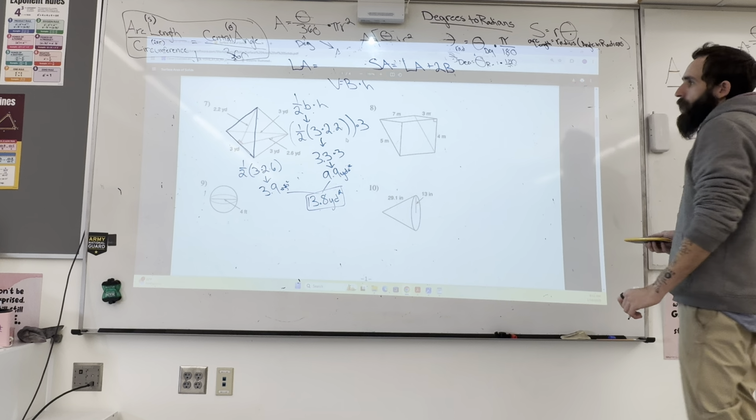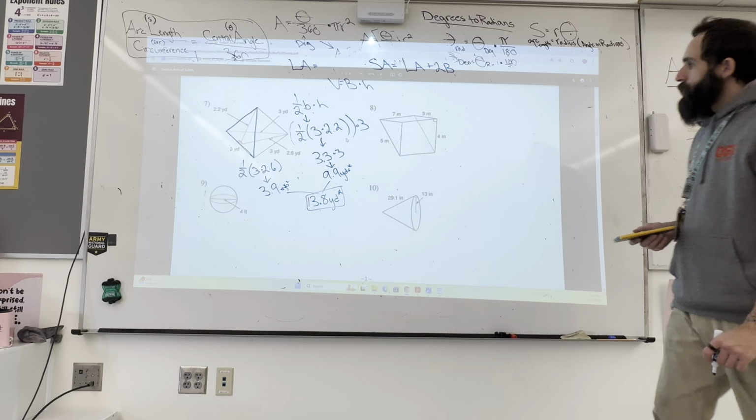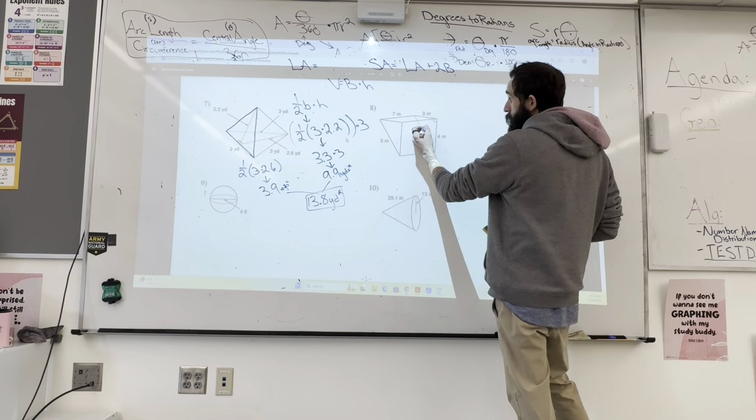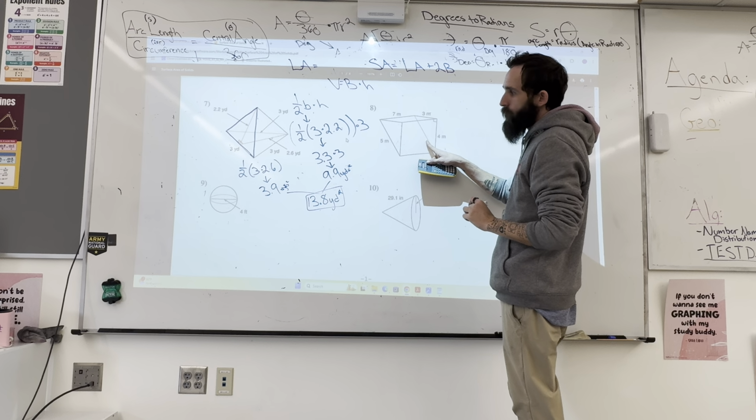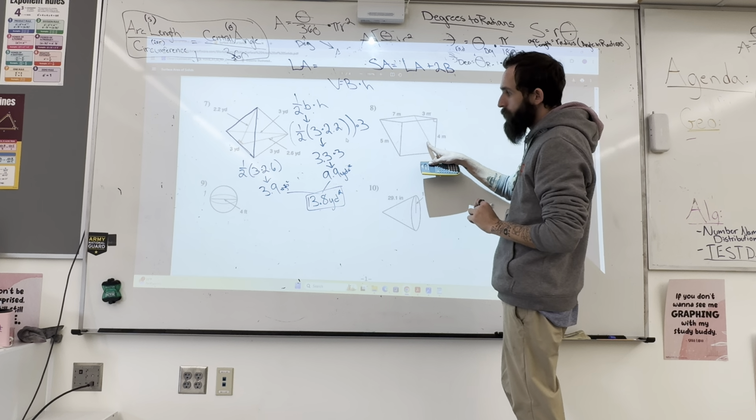All right, time for an easy one. Ish, kinda. Here, we're going to use the trick we used for prisms. This is a great time to use the trick that we used for prisms.